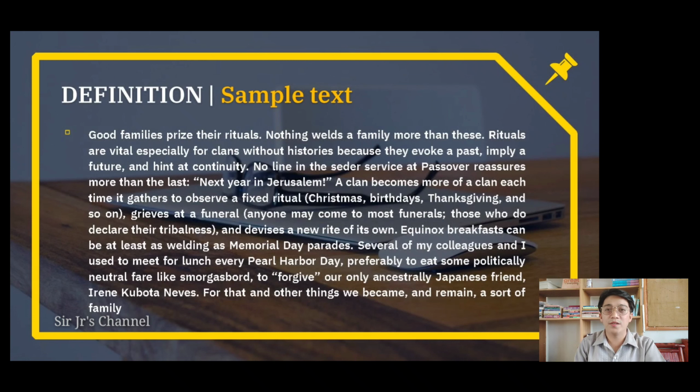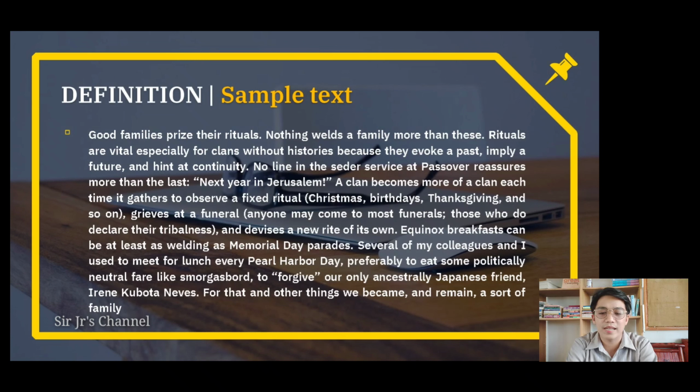Good families prize the rituals. Nothing welds a family more than this. Rituals are vital, especially for clans without histories, because they evoke a past, imply a future, and hint at continuity. No line in the seder service at Passover reassures more than the last: Next year in Jerusalem. A clan becomes more of a clan each time it gathers to observe a fixed ritual. Christmas, birthdays, Thanksgiving, and so on. Groups at a funeral. Anyone may come to most funerals; those who do declare their tribalness, and a group devises a new rite of its own. Equinox breakfasts can be at least as welding as Memorial Day parades.